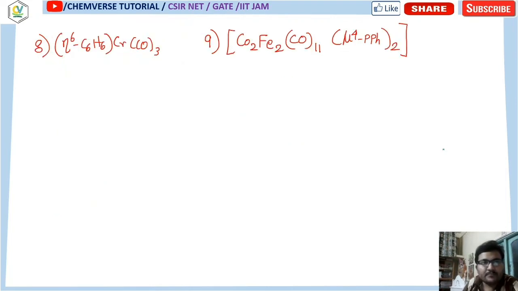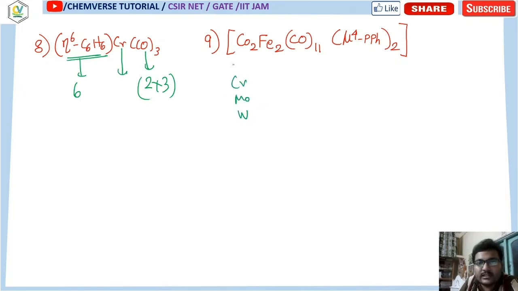Okay. Now moving on to this topic. Look at this question, hapto-6. Hapto-6 means it is a 6 electron contributor. Carbonyl, 2 electrons each, so there are 3 carbonyls, 2 into 3. And chromium, remember chromium, molybdenum, tungsten, is a 6 electron donor. As a result, you get an 18 electron species. Clear?